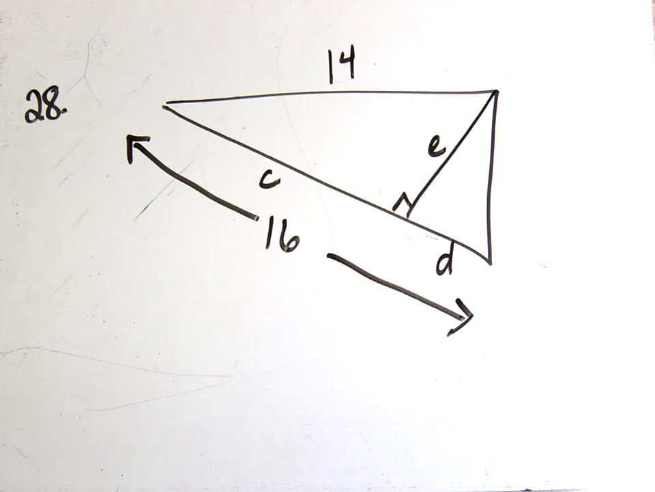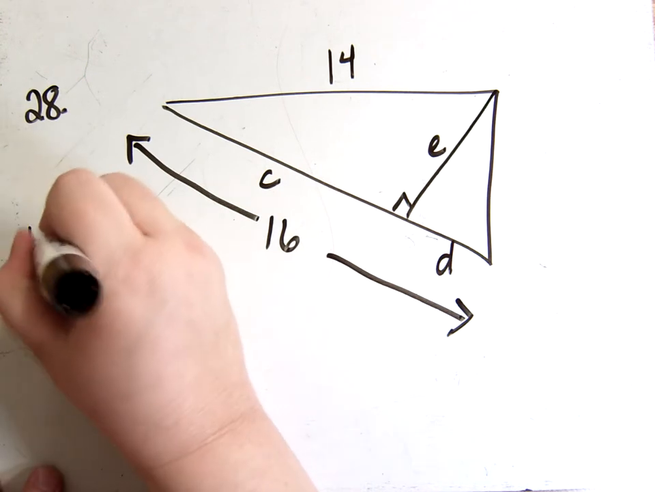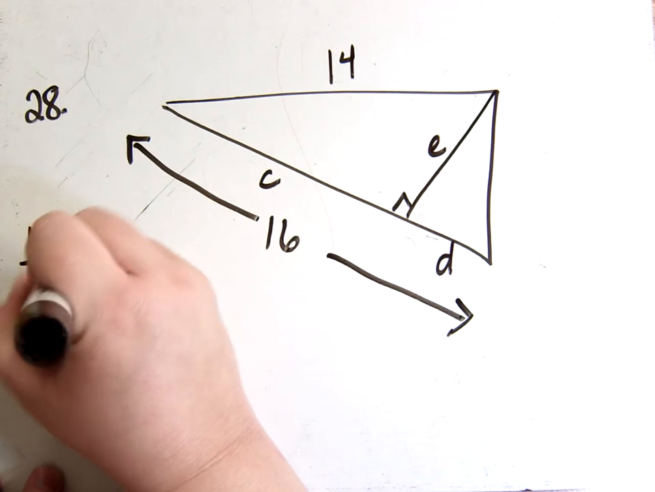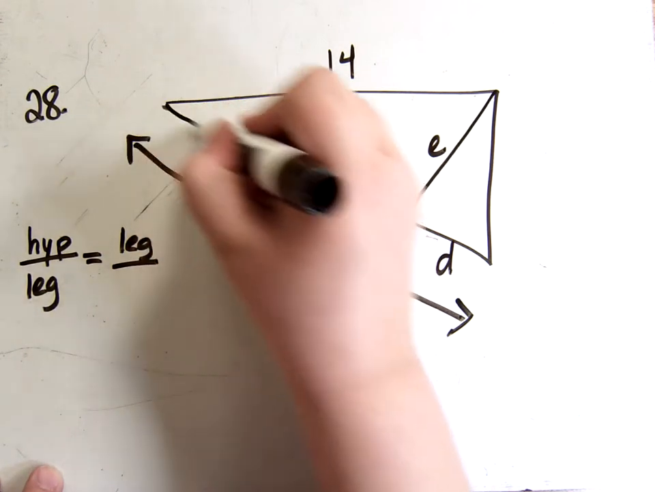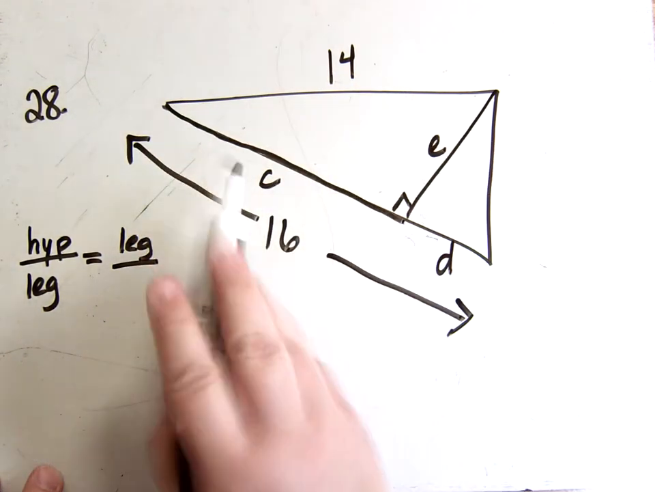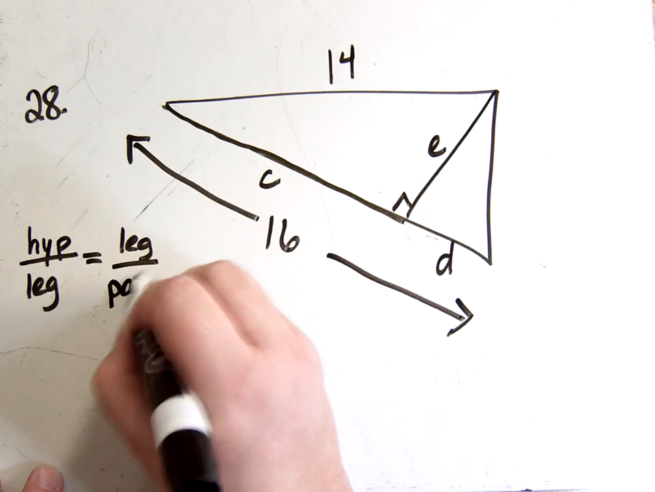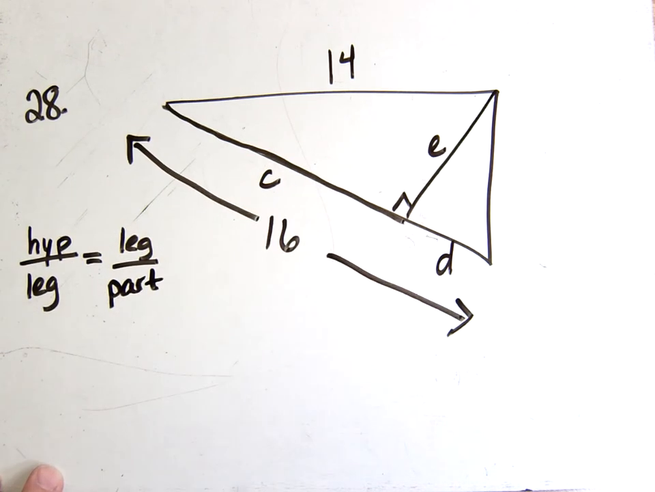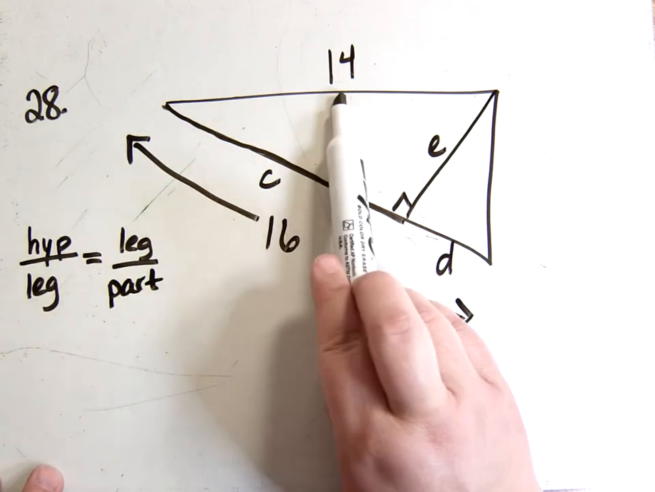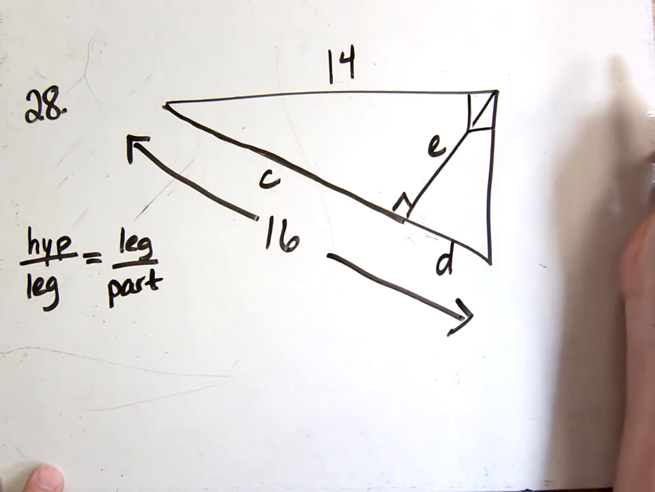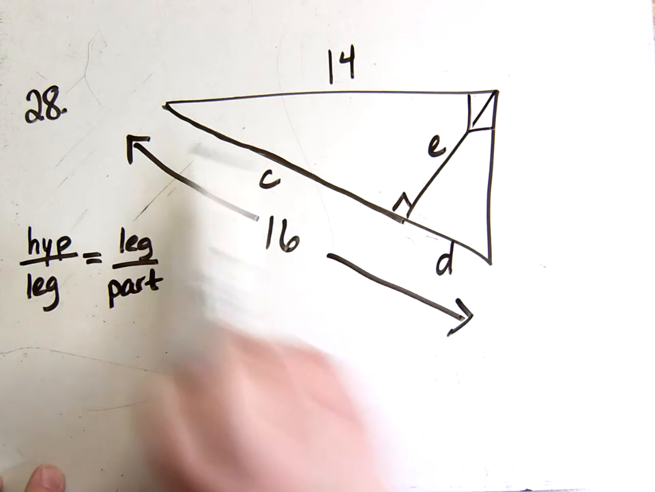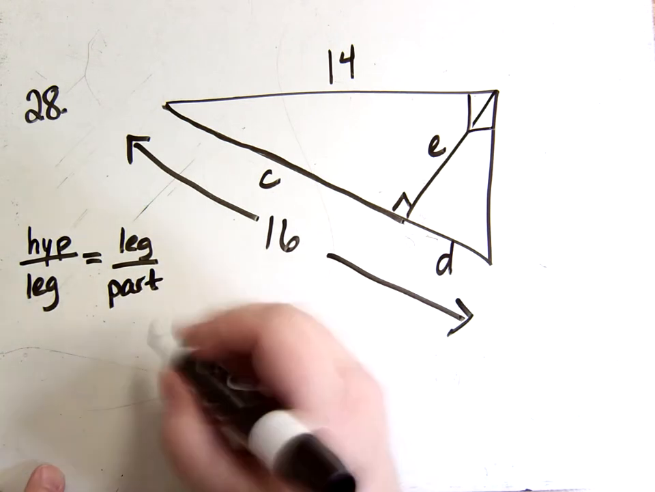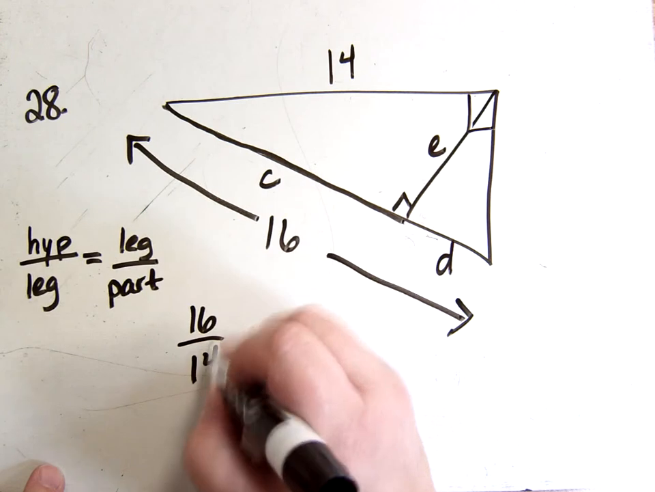In terms of our geometric mean theorems, we have one that says that the whole hypotenuse over a leg of the right triangle is equal to that leg over the piece of the hypotenuse, in this case it's C, that touches that leg. Again, another way of phrasing that is that a leg of the big right triangle is the geometric mean of the whole hypotenuse and the piece that touches it. Okay, so I'm going to say 16 over 14 equals 14 over C.